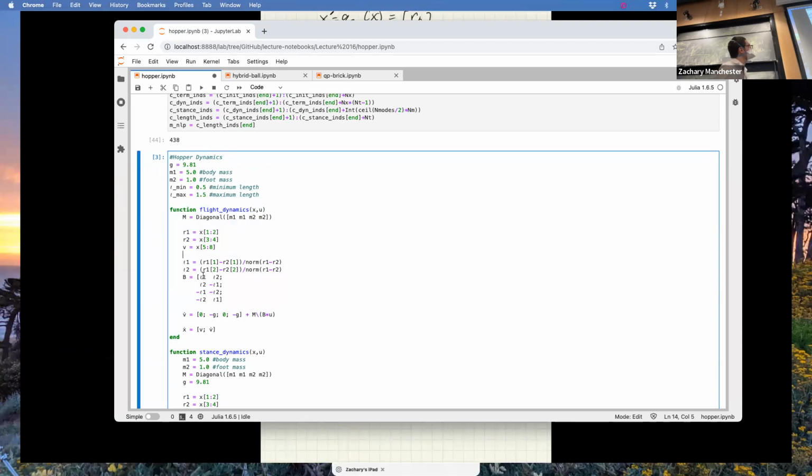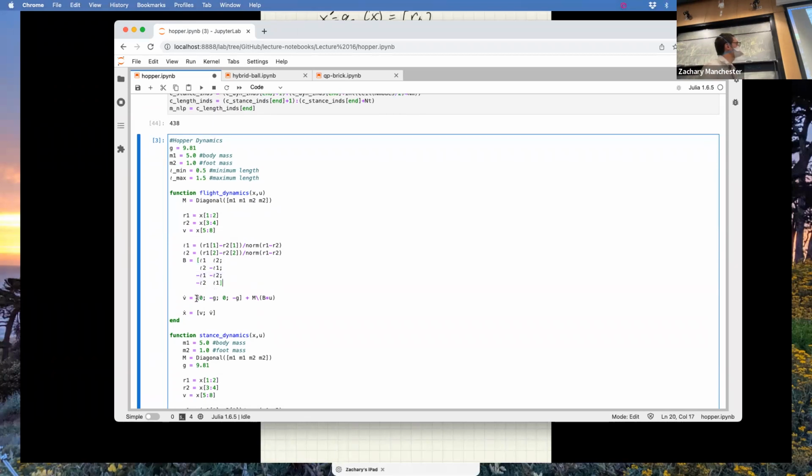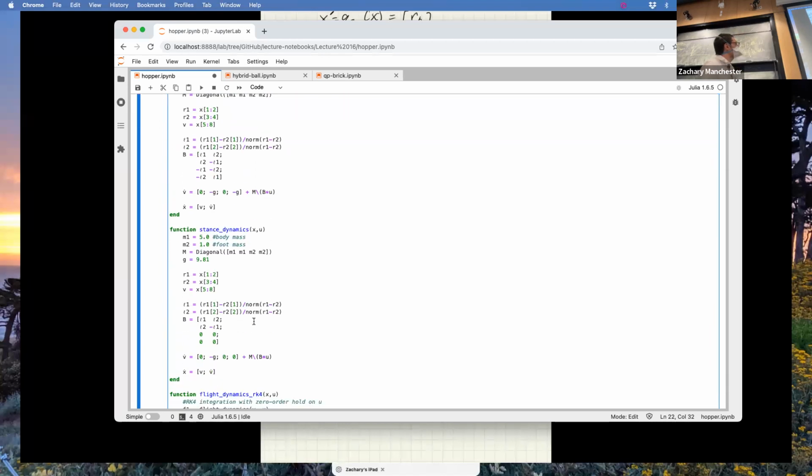I guess the weird thing here is this B matrix, which is really mapping the force and torque into the accelerations for the body and the foot masses. So this bottom section here is basically a cross product-y thing to map the torque into those guys. And the rest of this is very standard F equals MA stuff. Stance dynamics, basically the only difference here is I've zeroed out all the stuff for the foot and it's only affecting the body now.